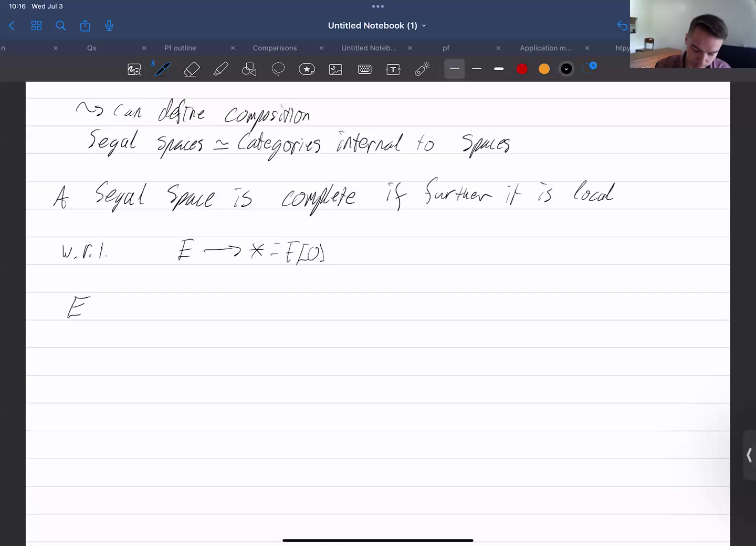So this Segal condition allows us to view these simplicial spaces as category-like objects. So this E somehow encodes the equivalences within that category-like object.